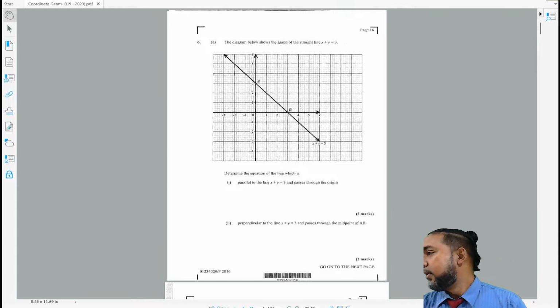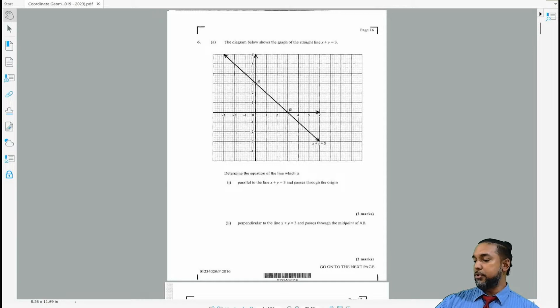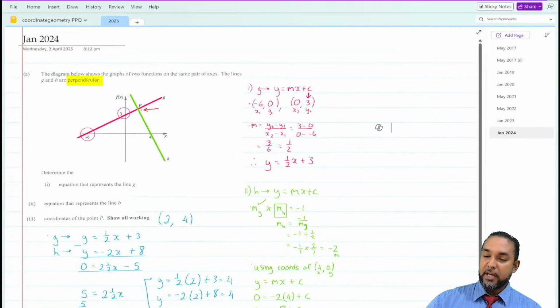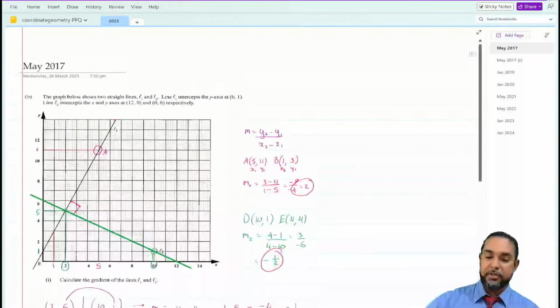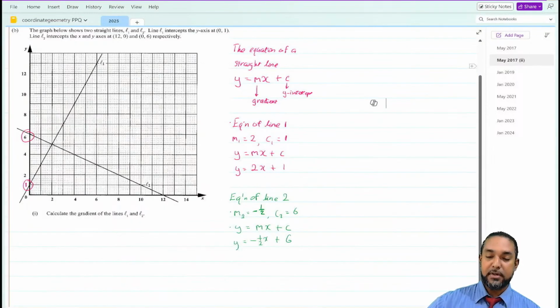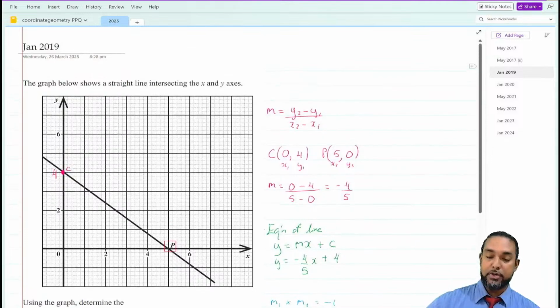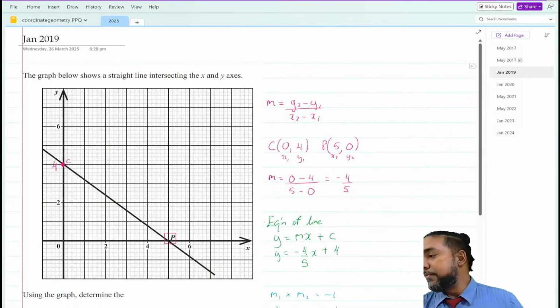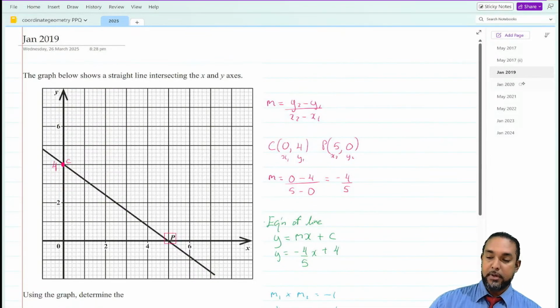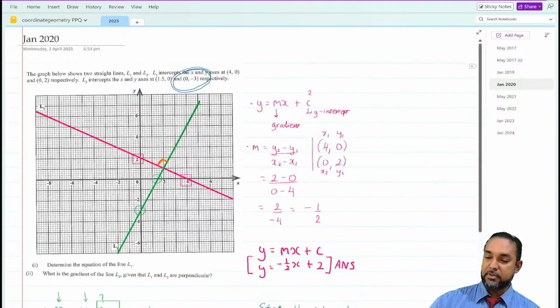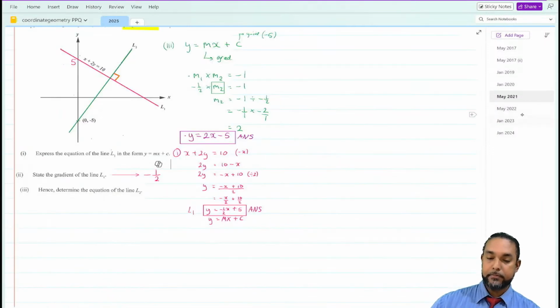All right, folks. Today we're going to round off the coordinate geometry aspect with the word problems. For the past couple of sessions, we took all of the coordinate geometry questions that had diagrams or graphs, and used those questions to get our intro and review of coordinate geometry. We went in order as well: 2017, 2019, 2020, a mix between January and May.